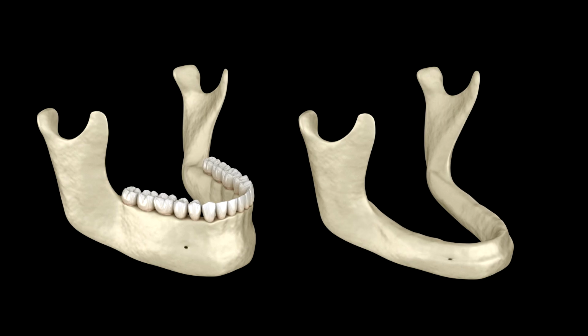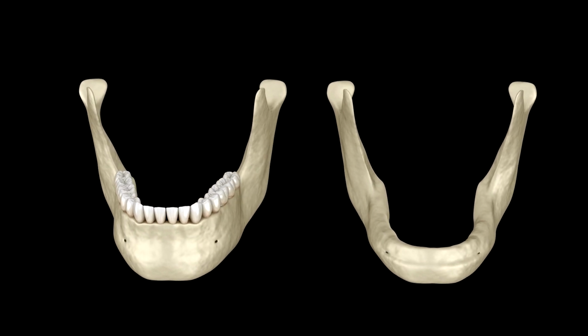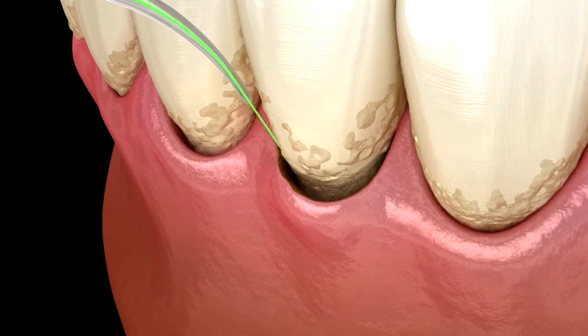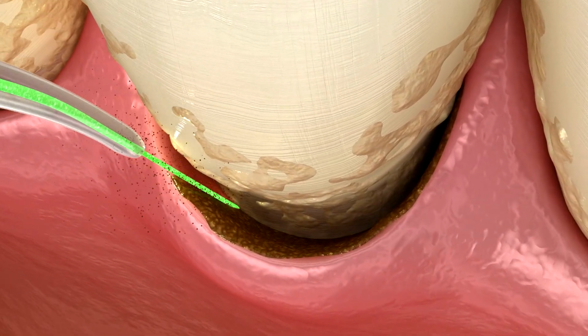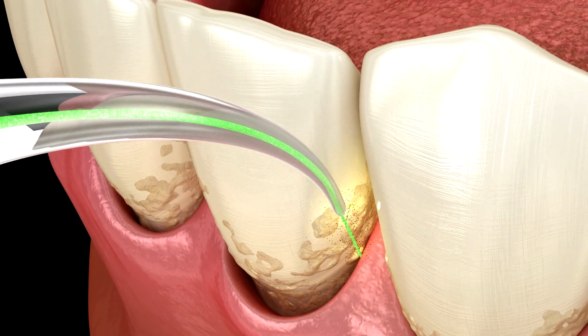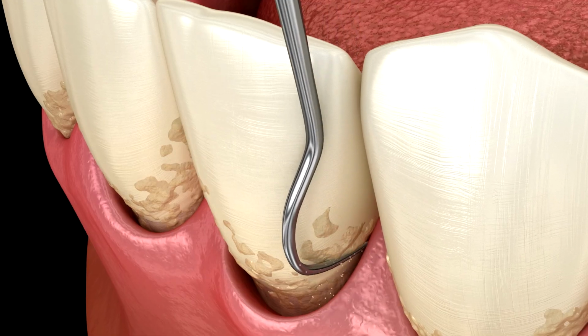Understanding the causes is crucial. Major triggers include poor oral hygiene, plaque buildup, sugary diets, smoking, stress, hormonal changes, and certain medications. By addressing these factors early, you can prevent long-term damage and maintain healthy, strong gums.